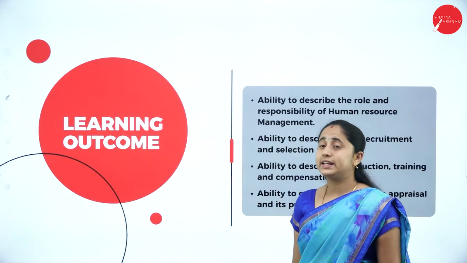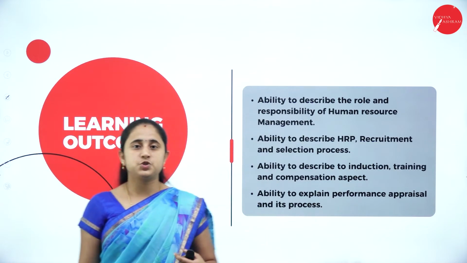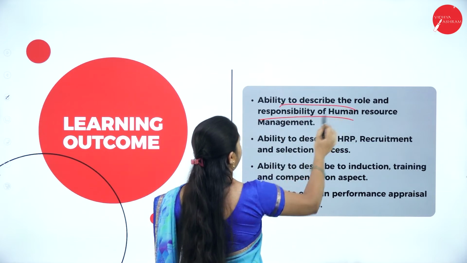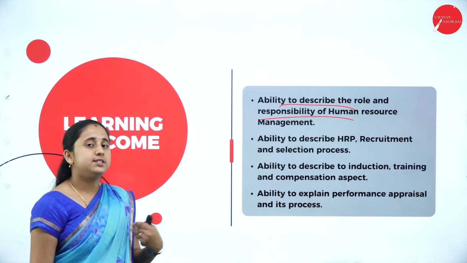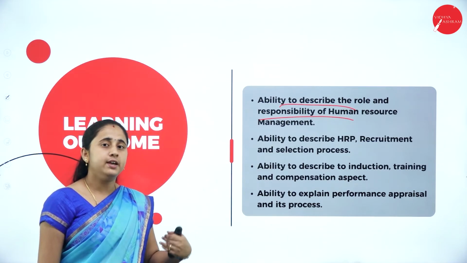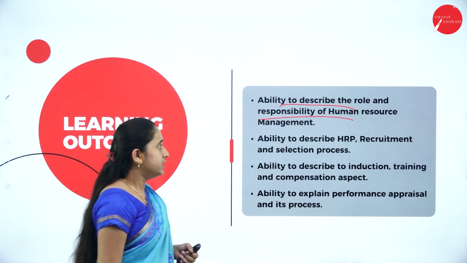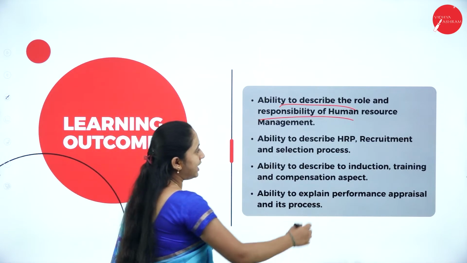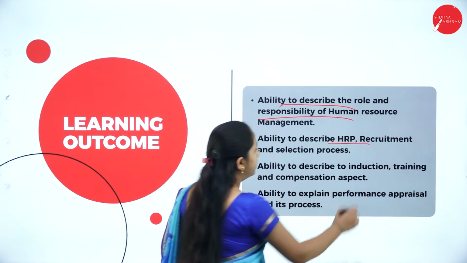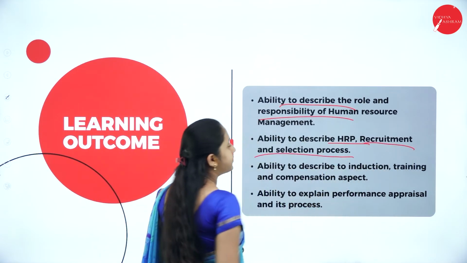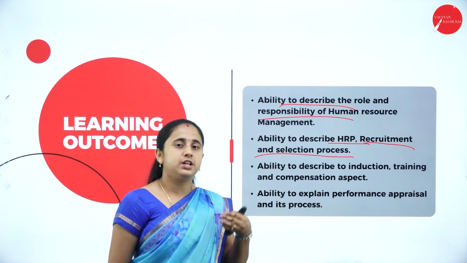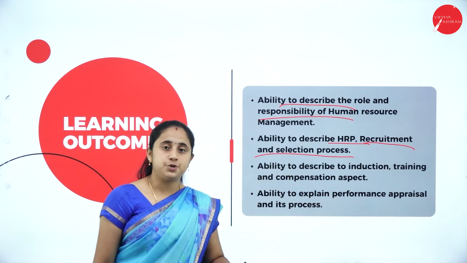Next one, learning outcomes. If you study human resource management, you should be able to describe the roles and responsibilities of human resource management. What are the roles and responsibilities of human resource management? How is it important? What is the need for human resource management? Then you should be able to describe human resource planning, HRP, and the recruitment and selection process. How you need to plan and what are the recruitment procedure and the selection process.